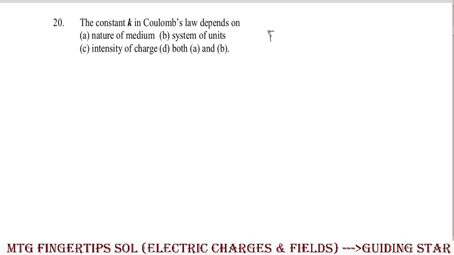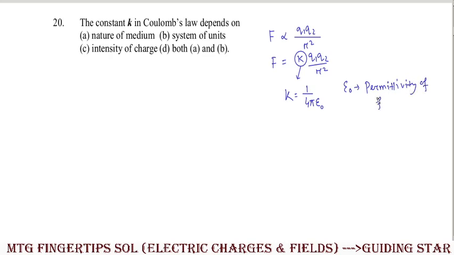Coulomb's law says that the force between the charges q1 and q2 is directly proportional to the product of the charges and inversely proportional to the square of the distance between them. From there we can write F is equal to k q1 q2 divided by r square. In this question they are asking about this constant, and the value of k is 1 upon 4 pi epsilon naught, where epsilon naught is the permittivity of free space.